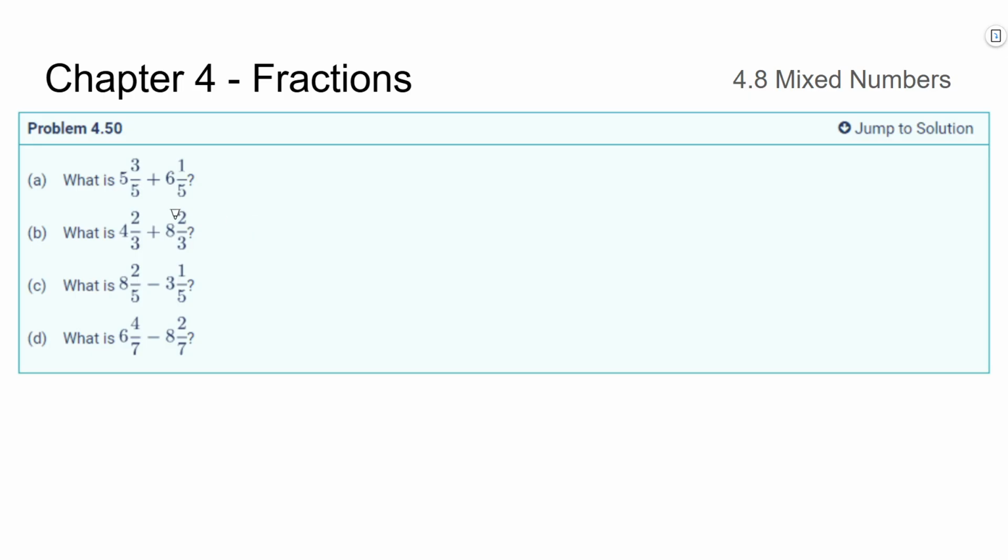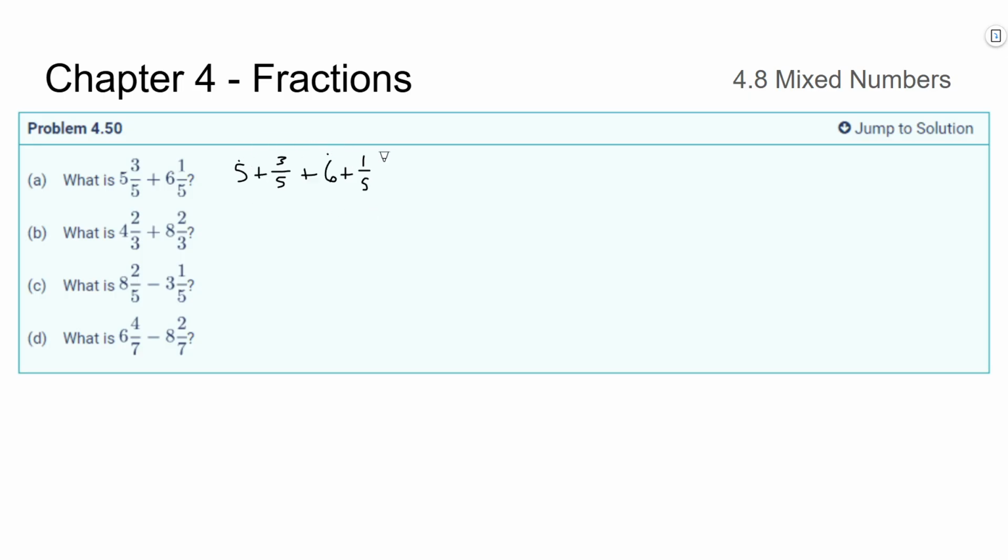Okay, so now we are adding two mixed numbers together. Okay, so what is 5 3/5 plus 6 1/5? Well, there's a couple different ways to do this. So let's first go ahead and split all this up. So this is 5 plus 3/5 plus 6 plus 1/5. Well, we know addition is commutative, so it doesn't matter what order we add these in.